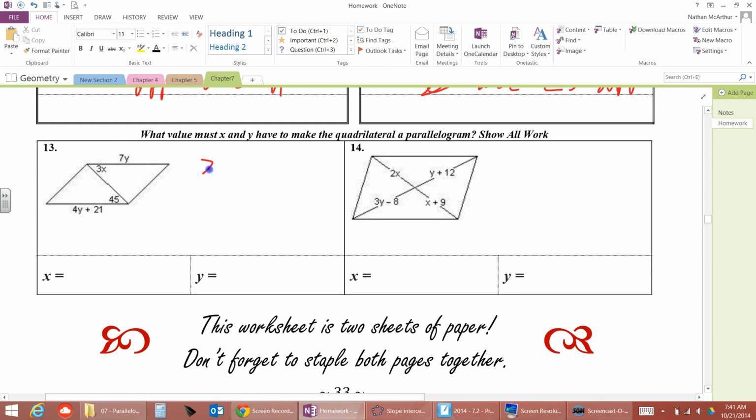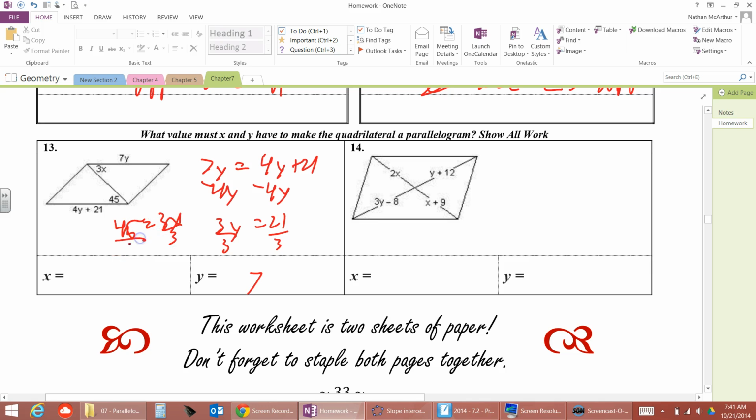So I say 7y equals 4y plus 21. Subtract 4y, subtract 4y. 3y equals 21. Therefore, divide by 3, y equals 7. Here I have 45 equals 3x, divide by 3, and I get x equals 15, I think. Yeah, we'll call it 15. I could be wrong.